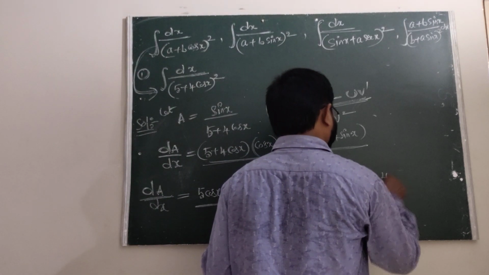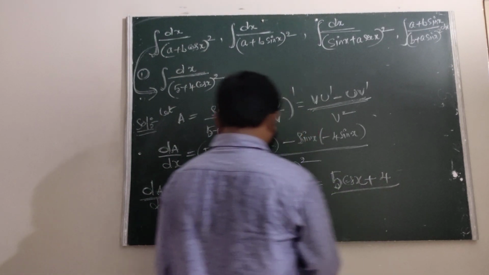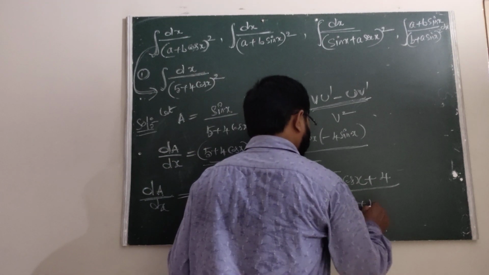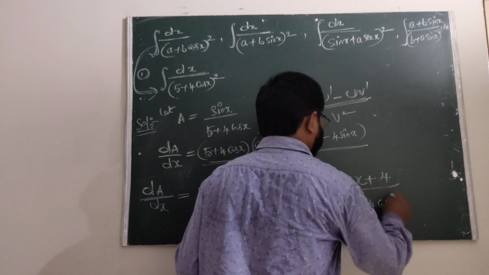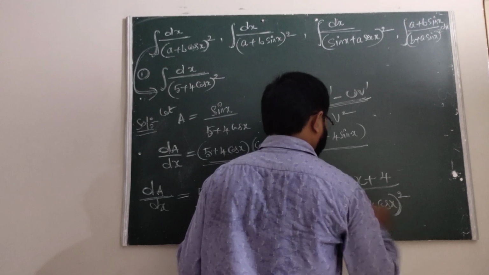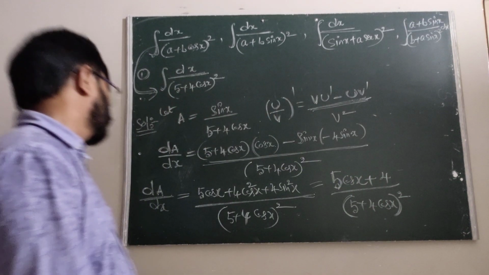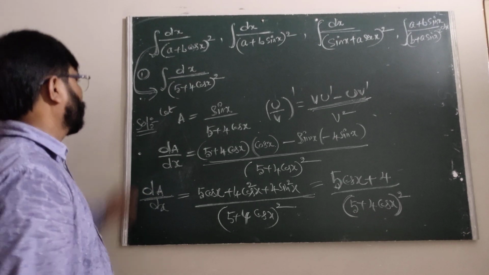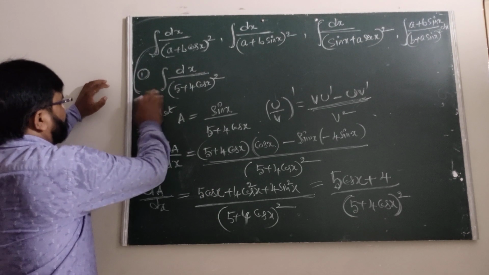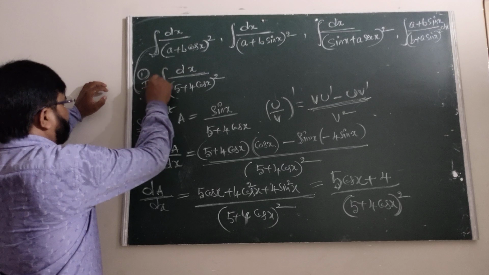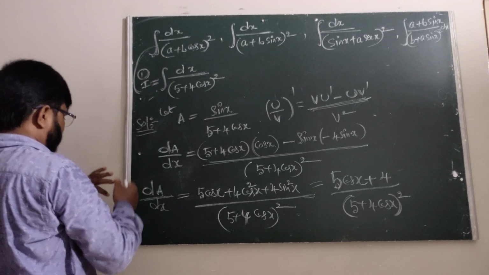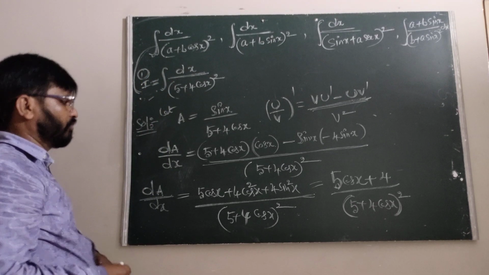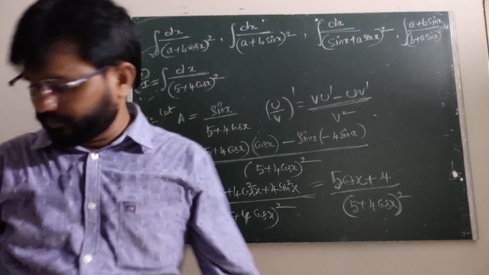Therefore this is 4 upon (5 plus 4 cos x) whole square. This is dA by dx. Now we have to find the given integral, which we take as I. How to evaluate this one?